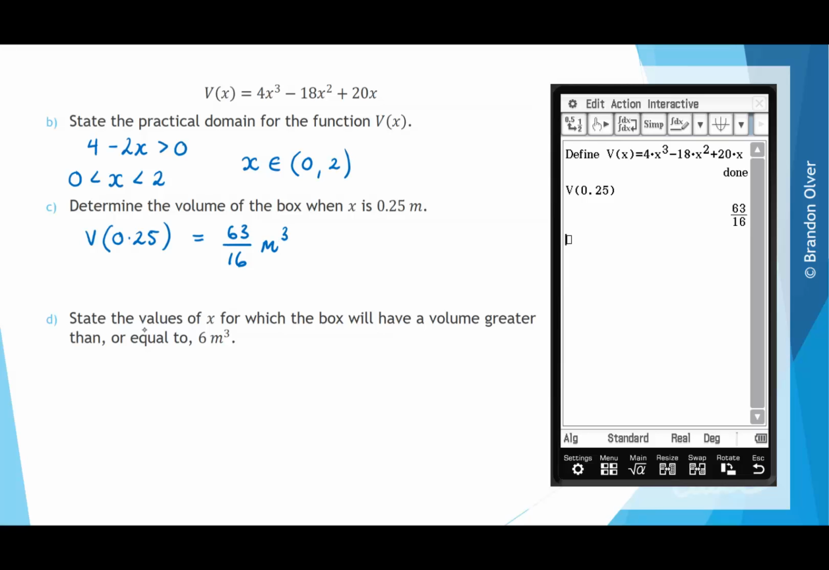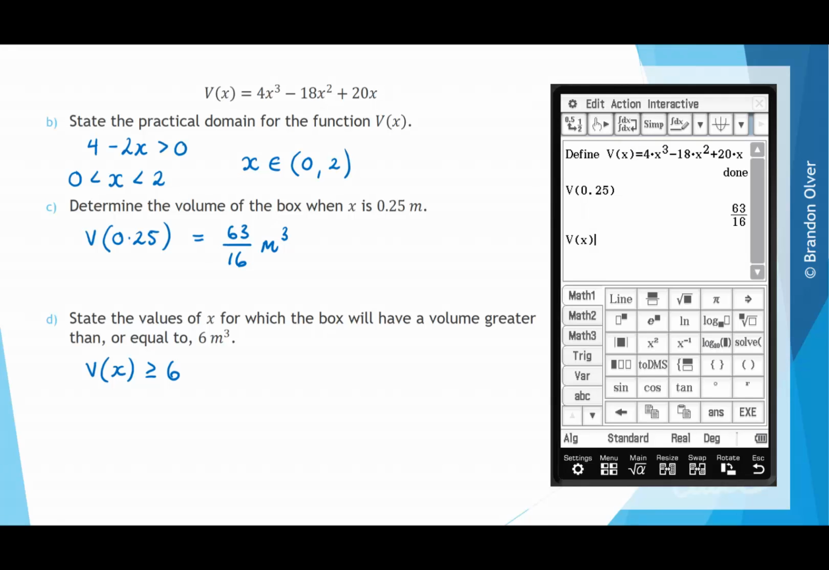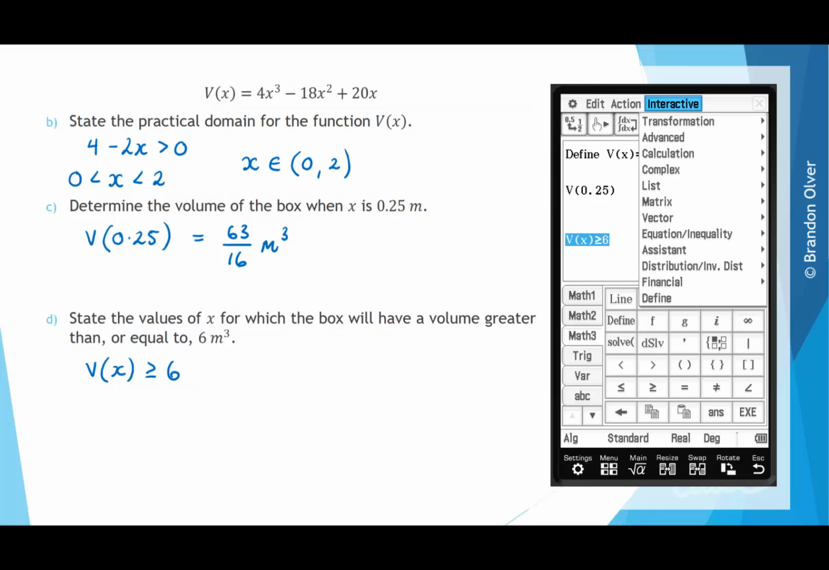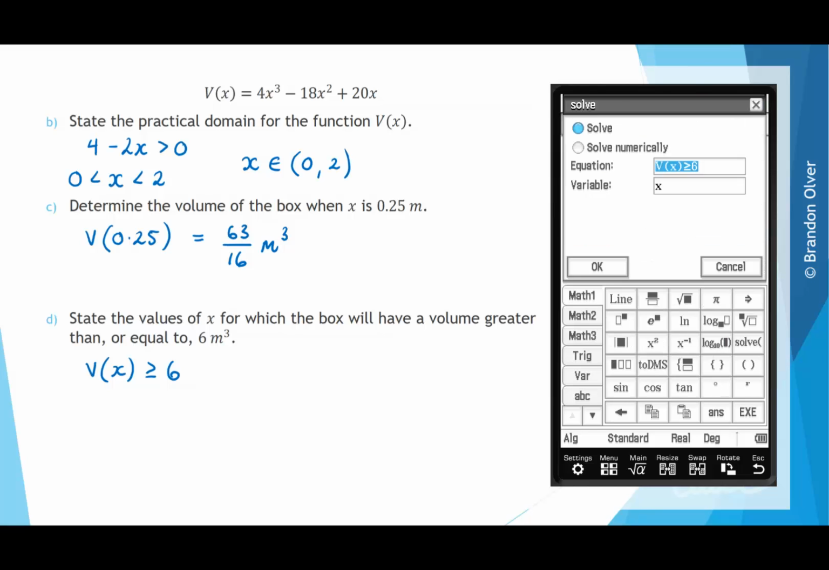For part D, we want to state the values of x for which the box will have a volume greater than or equal to 6 meters cubed. So what we want to do is solve V(x) is greater than or equal to 6. Once again, we can use the CAS calculator to help us solve an inequality. So we want V(x). If we click keyboard and math 3, we can find when V(x) is greater than or equal to 6. We can highlight this and go Interactive, Equation/Inequality, Solve for x.